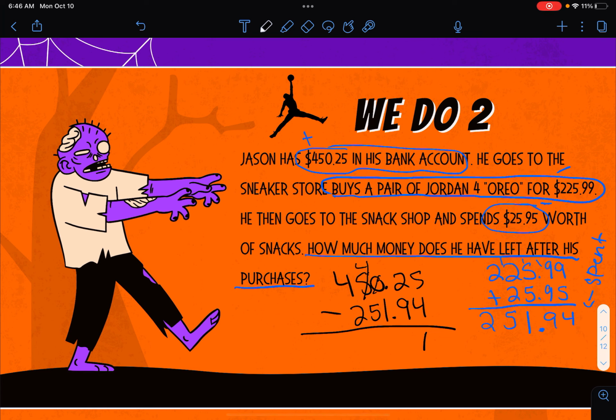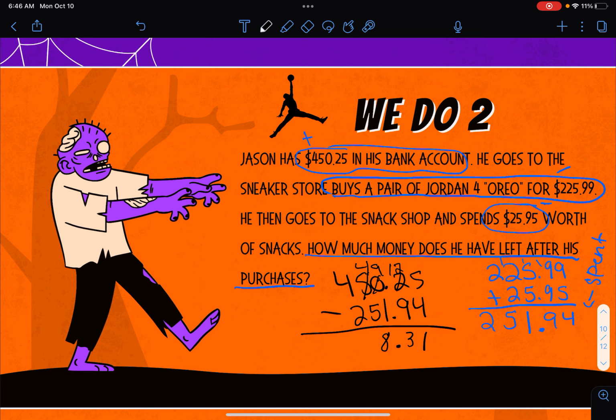That becomes a 4. This should be a 10, but because I'm going to borrow from here for the 2, it becomes a 9, and this becomes 12. So 12 minus 9, 3 is correct. Bring down your decimal. 9 minus 1, 8.